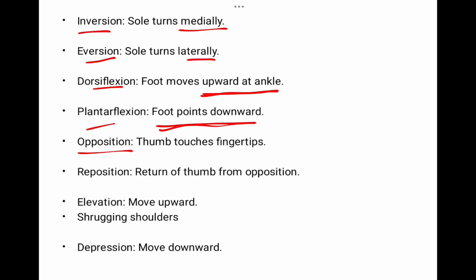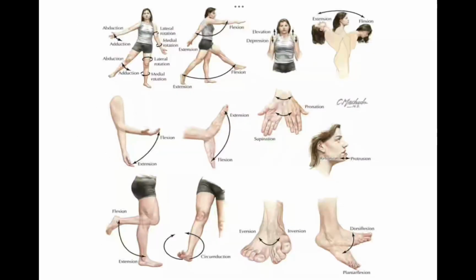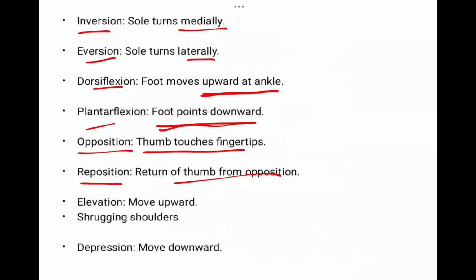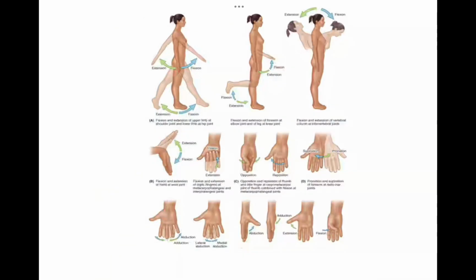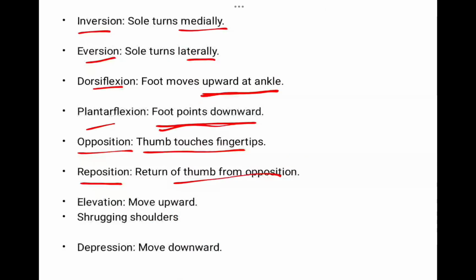We also have opposition and reposition. Opposition, in this case, the thumb touches the tips of the other fingers, while for reposition, the thumb returns back to its anatomical position, returns from opposition to its anatomical position. This is what we are talking about. This is opposition, where the tip of the thumb is touching the tip of the fingers, while reposition, the thumb goes back to its anatomical position.